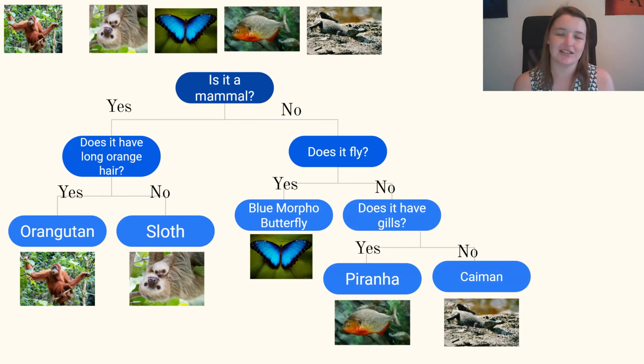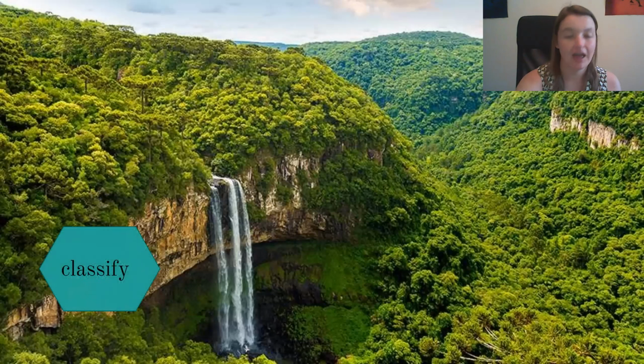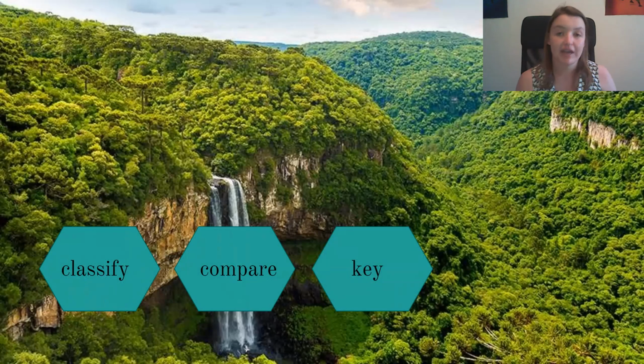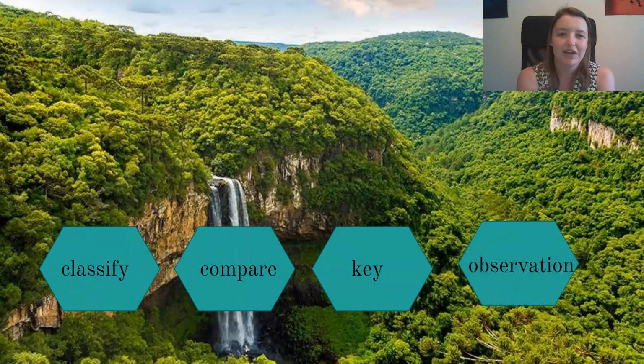Excellent. So, we know now how to classify and group animals in lots of different ways, according to habitat, according to diet, according to their physical features, and if they're a vertebrate or an invertebrate. We know how to compare them and to use those observations to separate species out, like the sloth and the orangutan. We have used and created our own key to do that. And our observation skills are definitely improving.